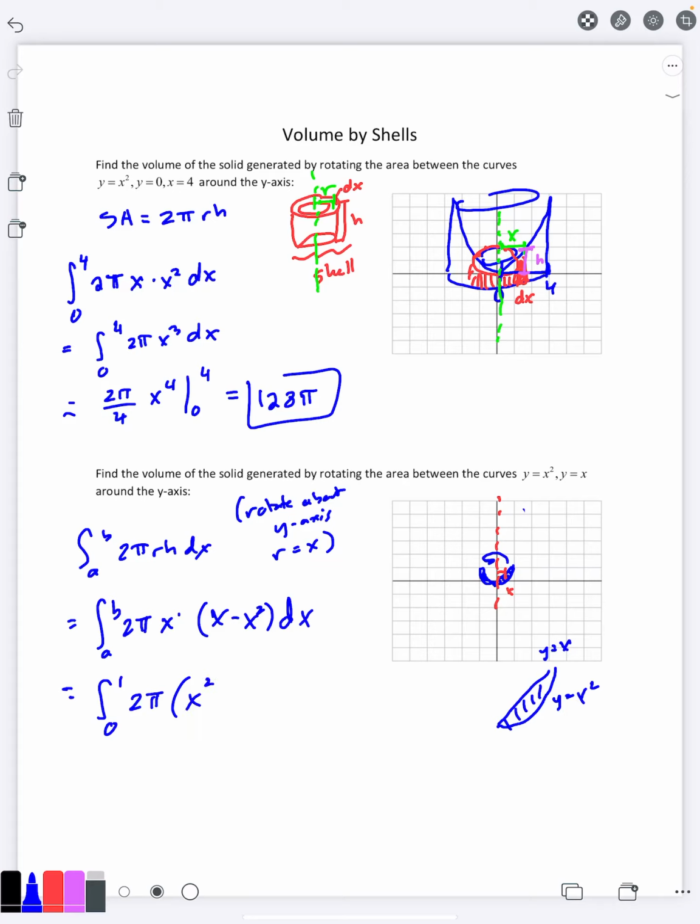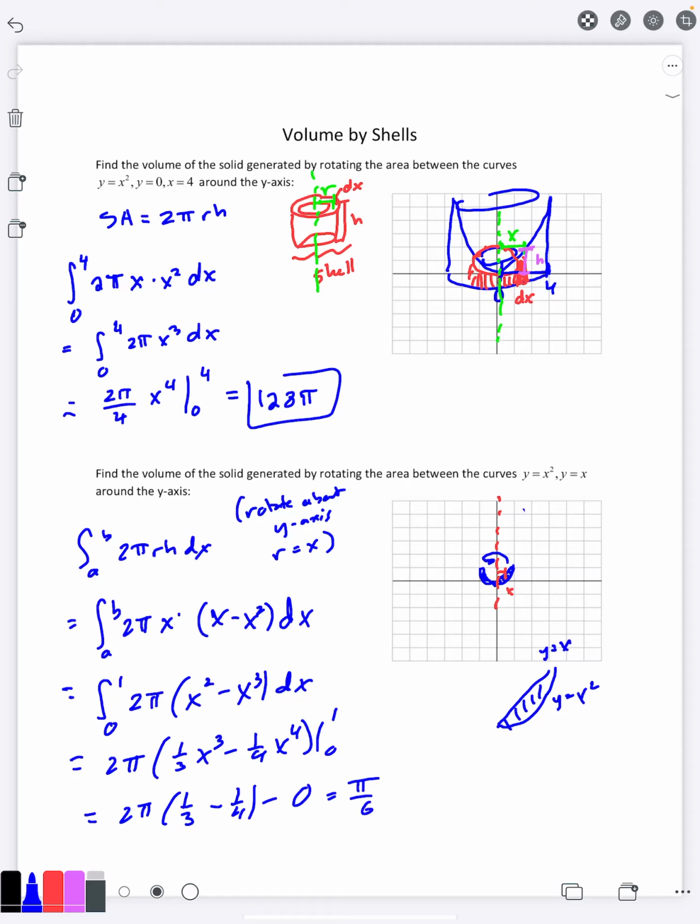Distribute the x in: x squared minus x cubed. Do our integrals here. It's going to be 1/3 x cubed minus 1/4 x to the fourth. Plugging in 1 here, 1/3 minus 1/4. Plugging in 0. 1/3 minus 1/4 is 1/12, times the 2 pi is pi over 6. And that gets our answer there.